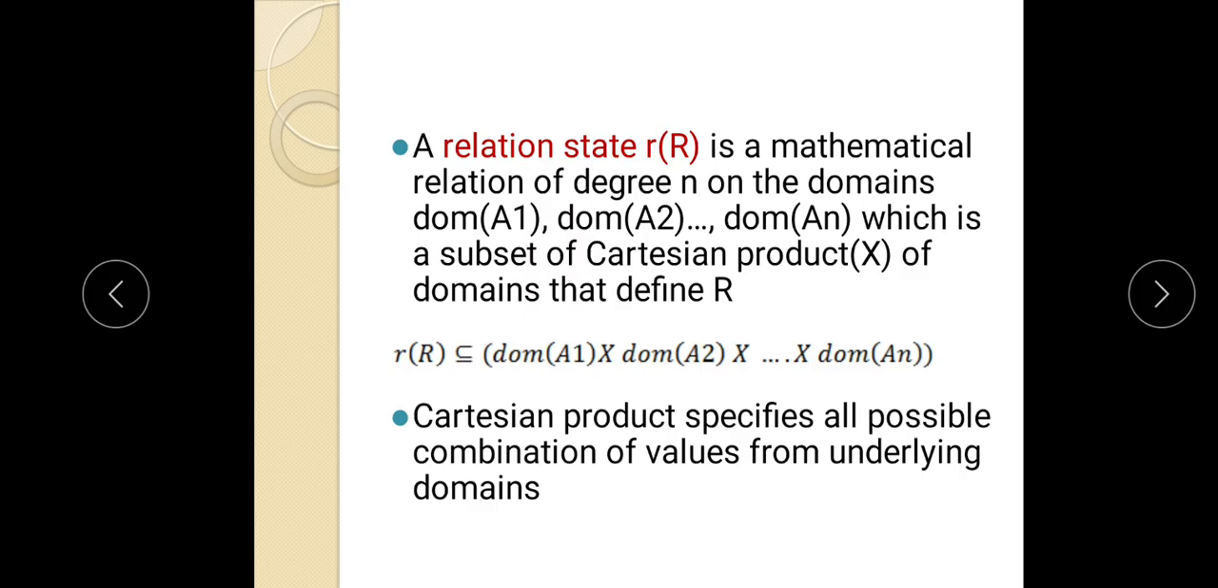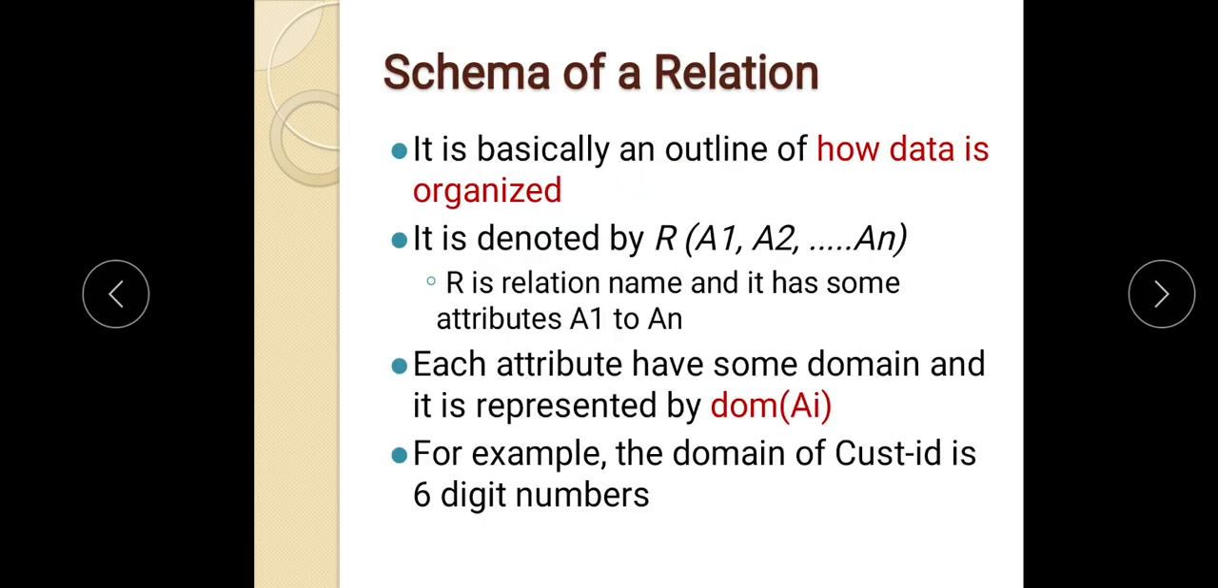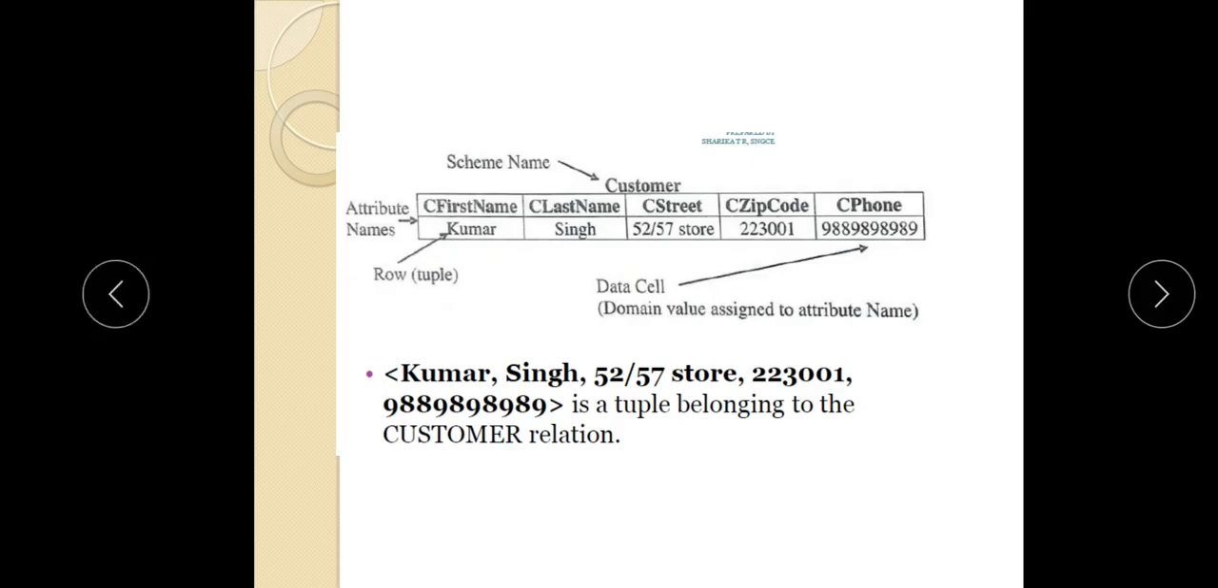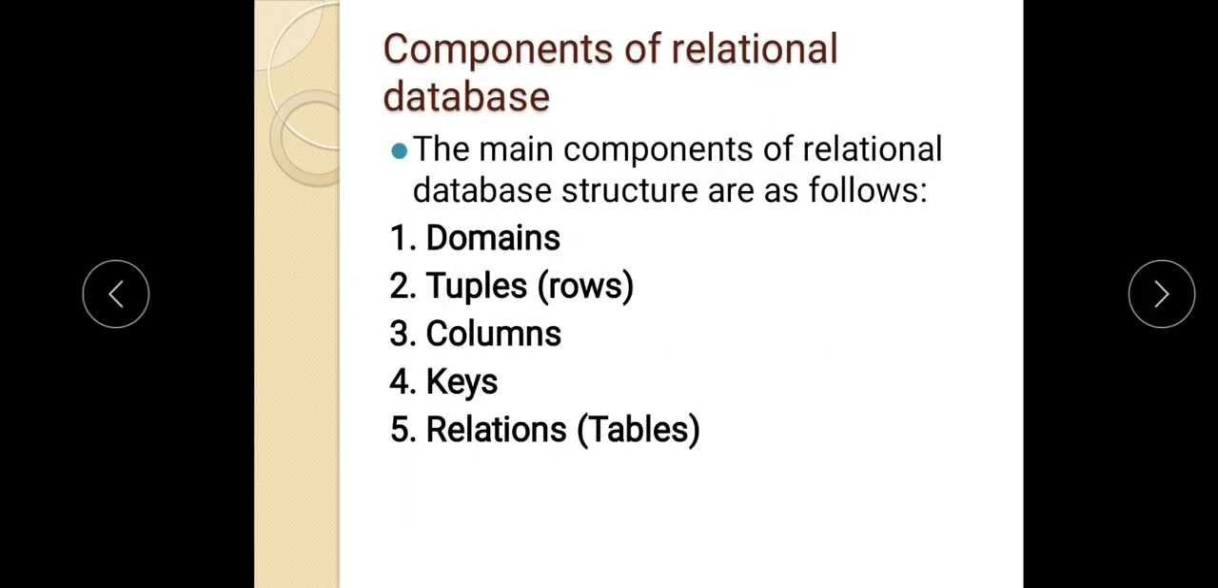All these terms are very important for studying the relational data model. We have talked about schema, degree and relation state. Before that, we talked about the relational database components: domain, tuple, columns, keys, relations. Columns are also called attributes. These are the main keywords involved in the relational model, and next we are going to see integrity constraints.